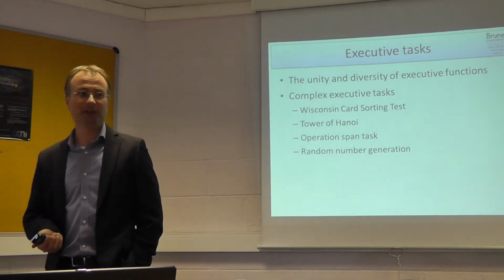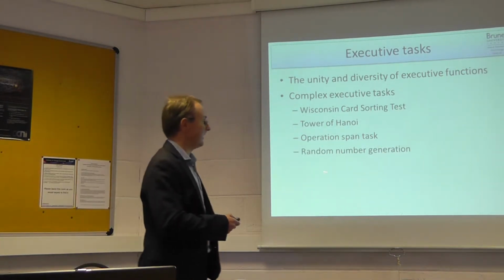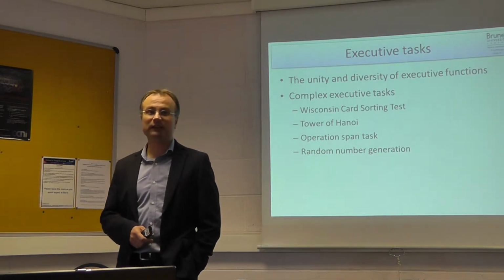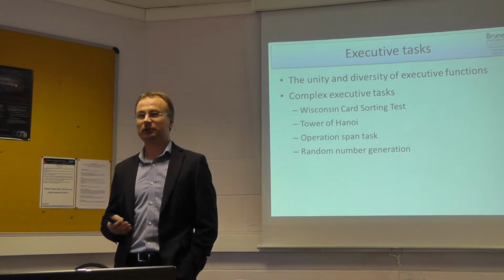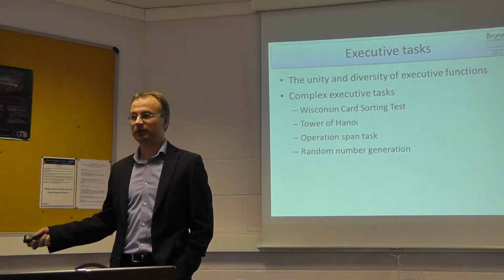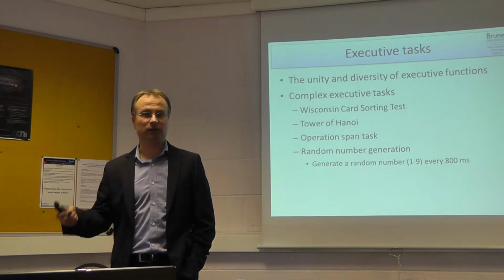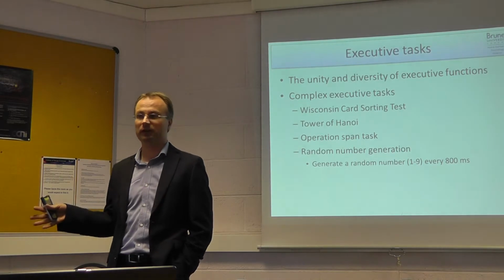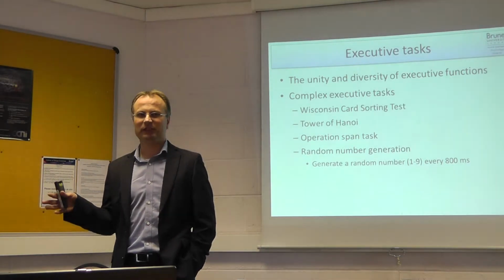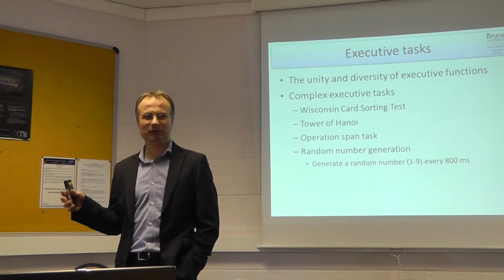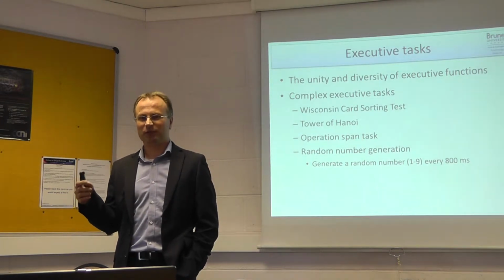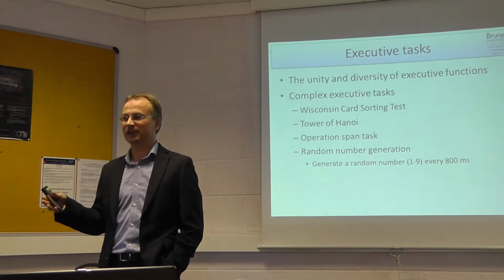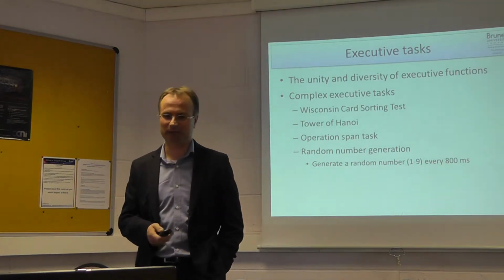Random number generation. We haven't had that yet, however, it's a very straightforward task. You're just asked to create a random sequence of numbers between 1 and 9. And you're often cued. In this example, every 800 milliseconds you have to produce a new number. It may sound pretty easy, but it's not that easy because you tend to fall into standard sequences saying 2, 3, 4, but it should be random. So it's a bit challenging.